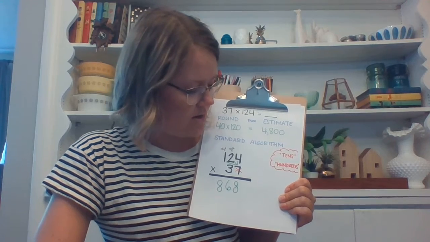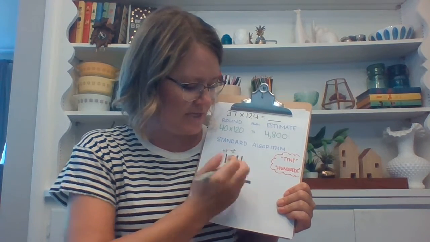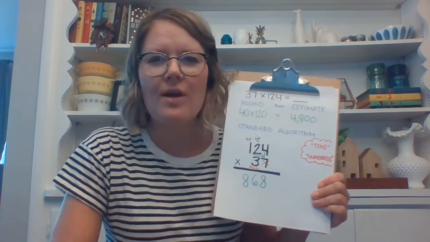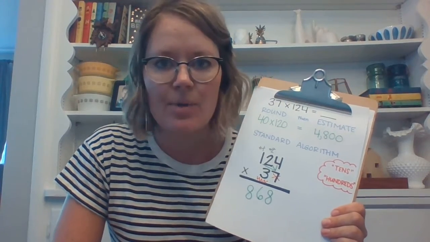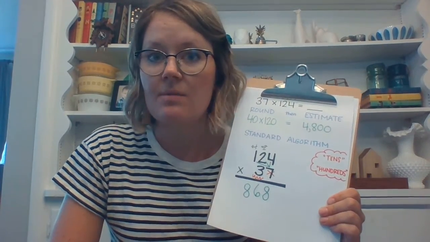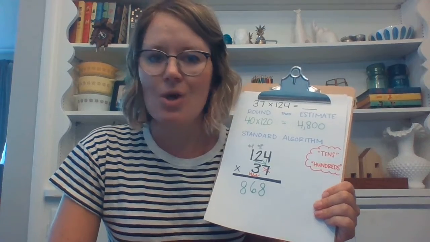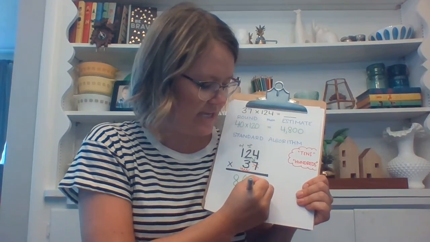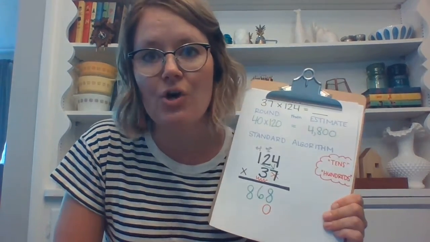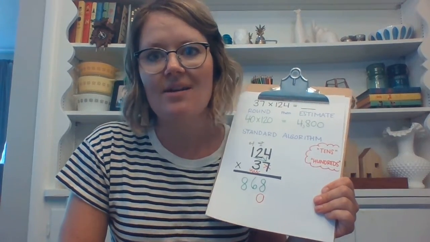Since we're moving into the tens place, I know if I multiply 3 tens by any number, it doesn't matter, there's always going to be a 0 at the end. So I'm just going to go ahead and put a 0 in the ones place right there because I know no matter what, it's going to end in a 0.